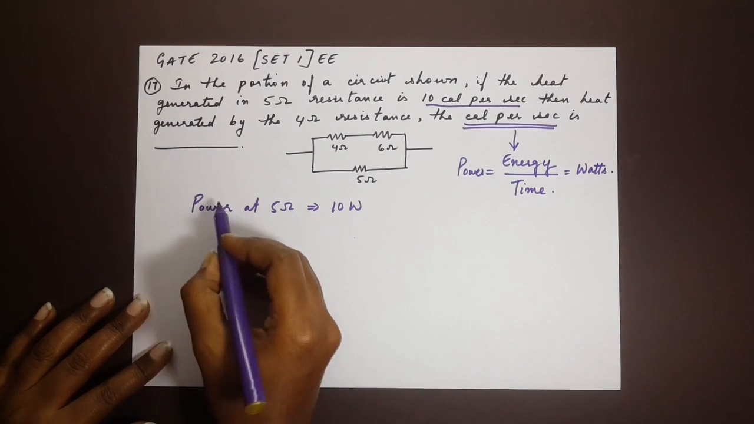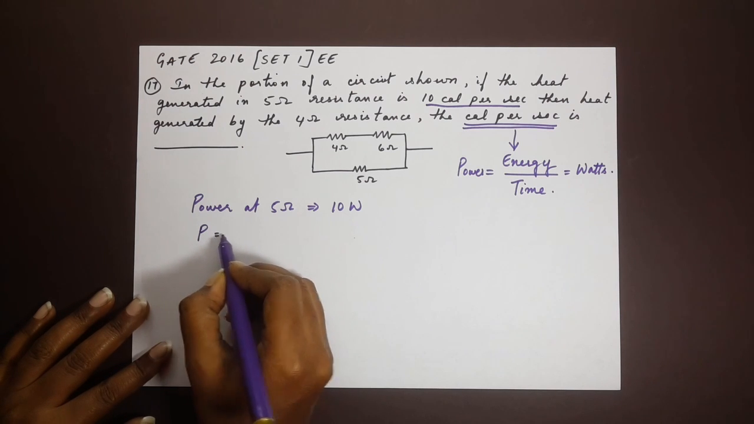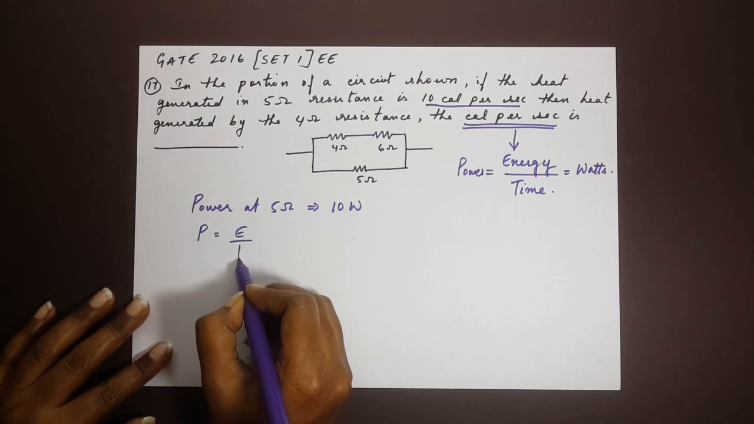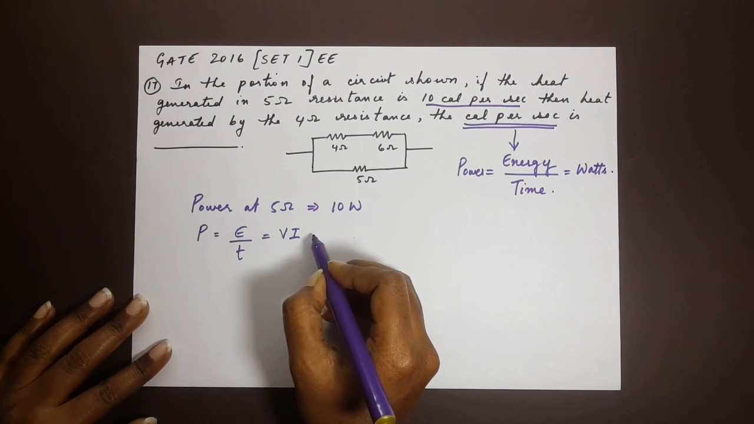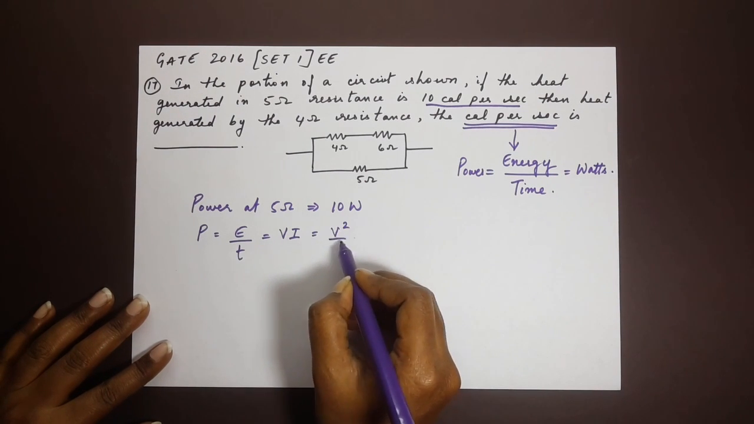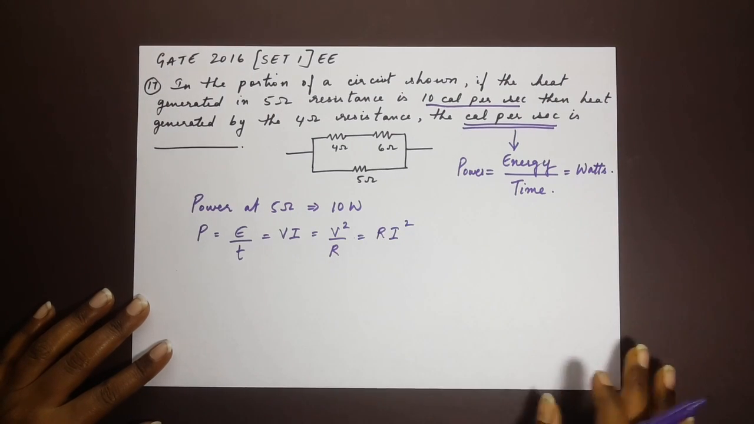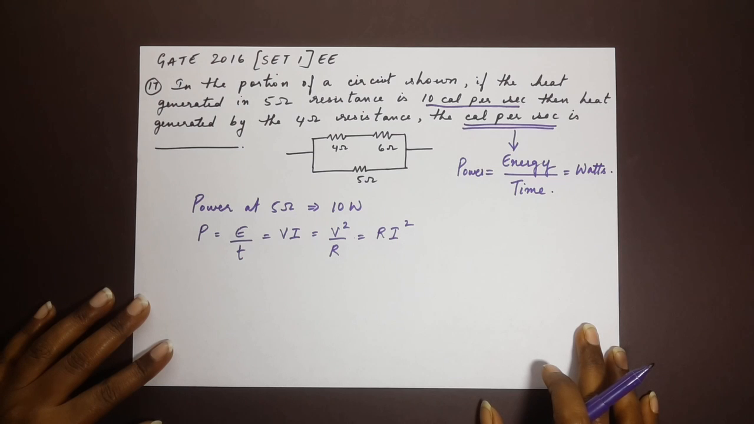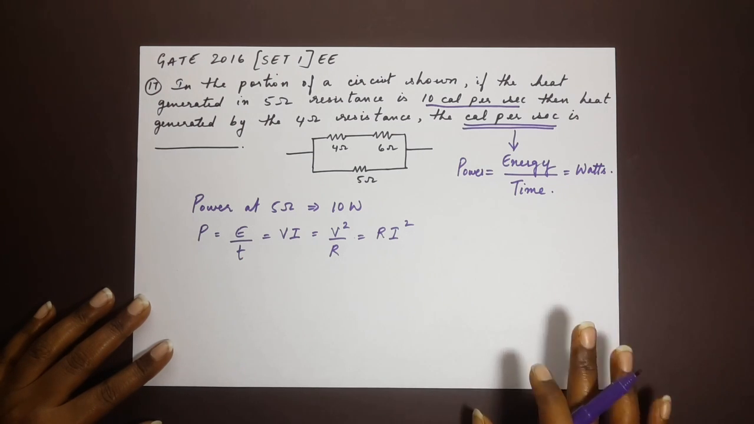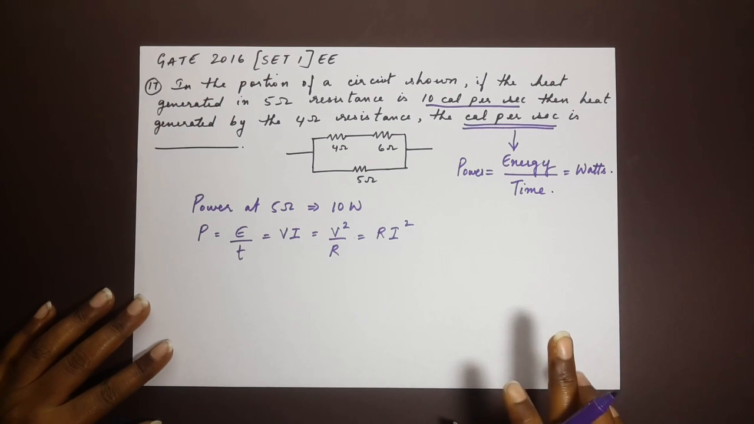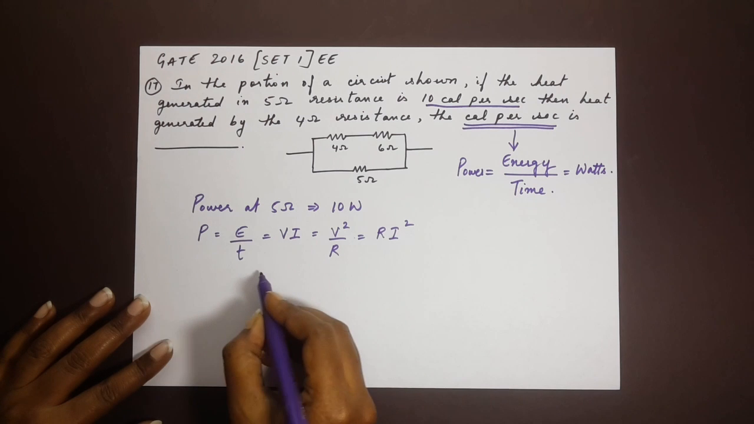Okay, so now let me write down the different formulas for power as we know. We know that power is energy divided by time. We also know that it is voltage times current, V square by R, and also R I square. So these are the different relations. Now it helps for you to remember all of this so that you can use the best formula for the question given. Okay, so let's check and see.